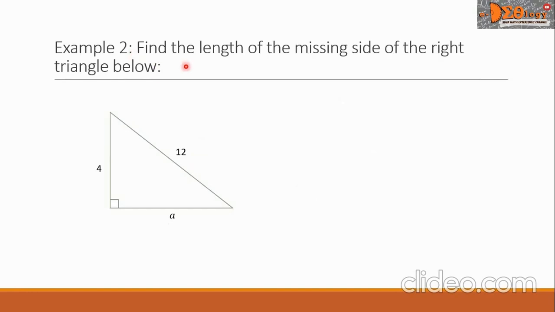Let us have example 2. Find the length of the missing side of the right triangle below. In the figure, the missing side is the base, and this is denoted by A in this problem. The hypotenuse is 12, and the side here is 4 units. Our Pythagorean theorem is here that we're going to use to solve the missing side.